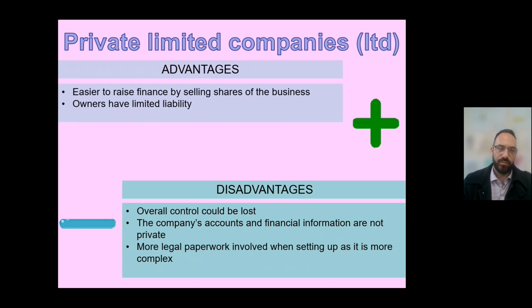So this means that you can make some bad choices in the business. The business might go bust, but your creditors can only come to the extent of the business. They cannot take your personal assets. They cannot take your car. They cannot take your house.